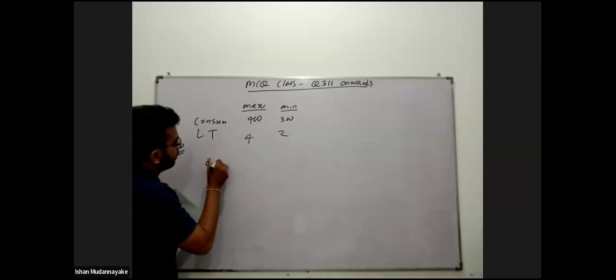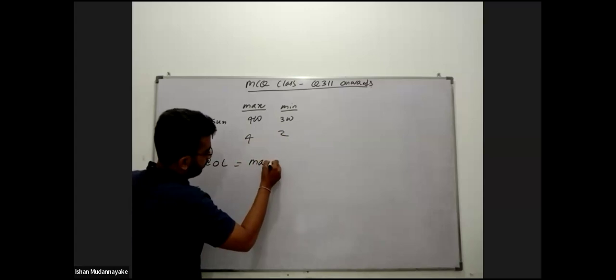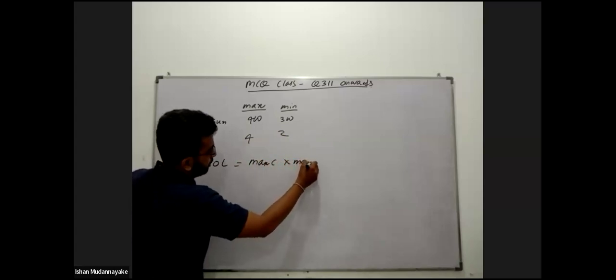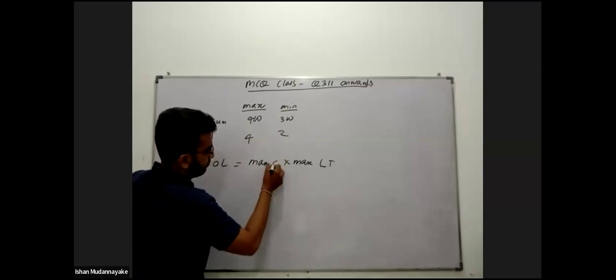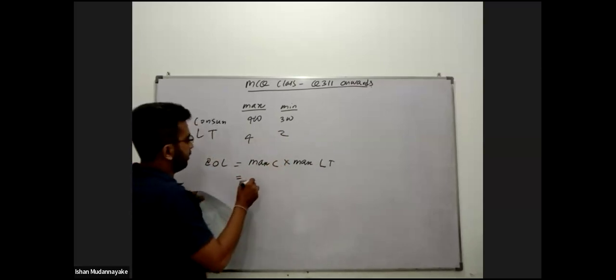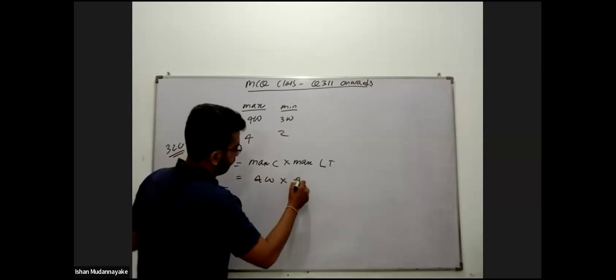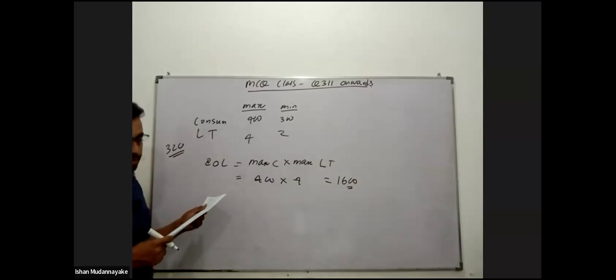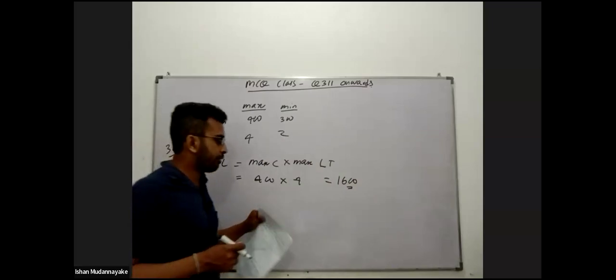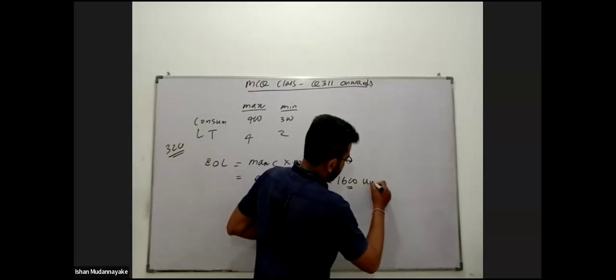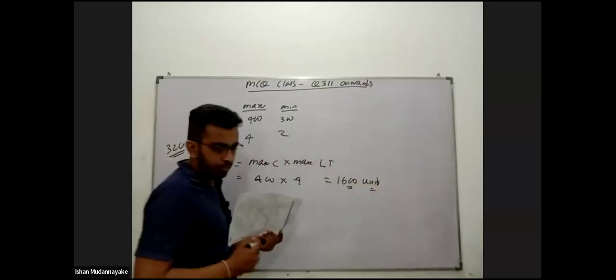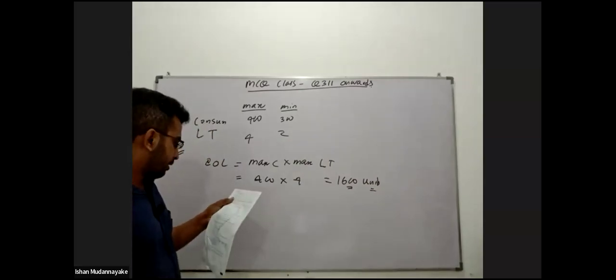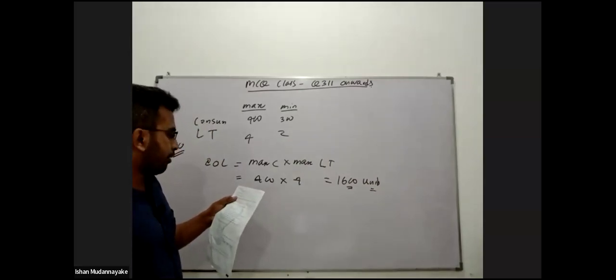How to calculate the reorder level? Reorder level is maximum consumption multiplied by maximum lead time. Maximum consumption is 400, maximum lead time is 4. So how much? 1,600 units. That is the reorder level.